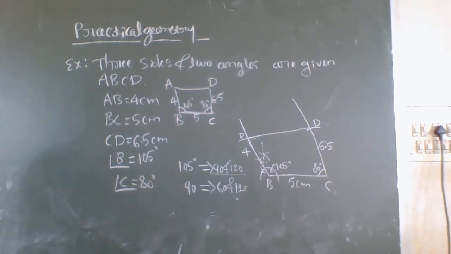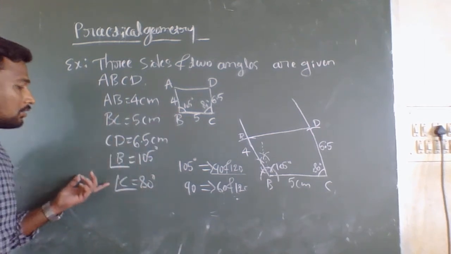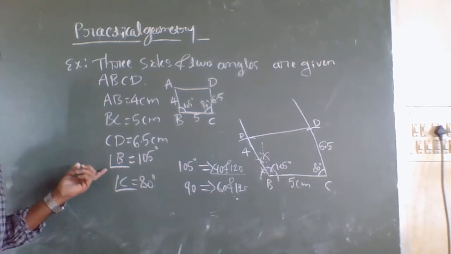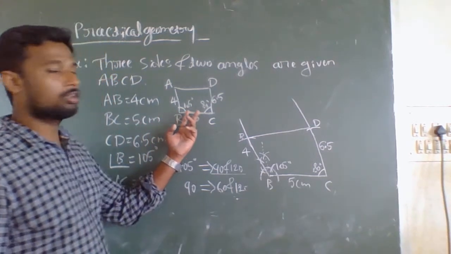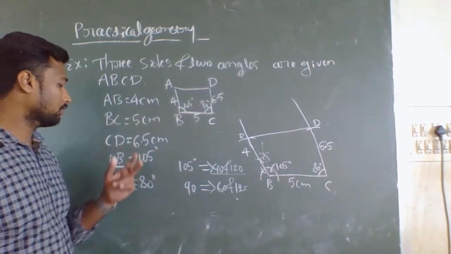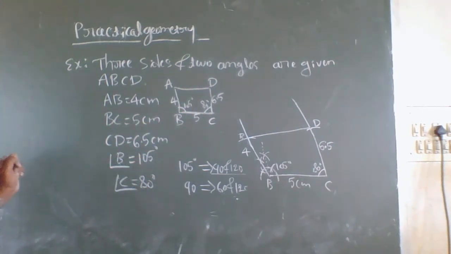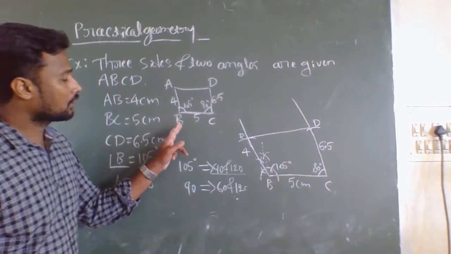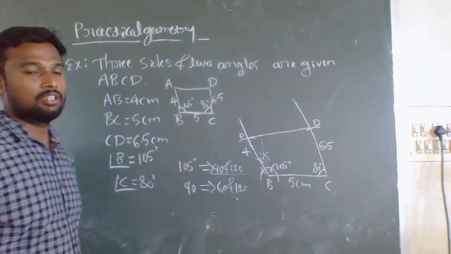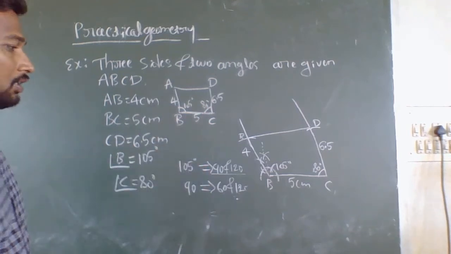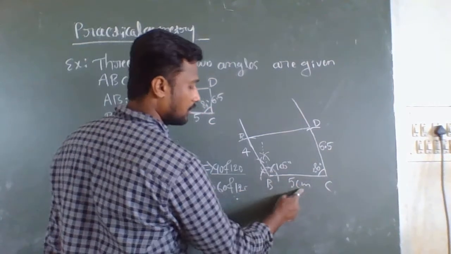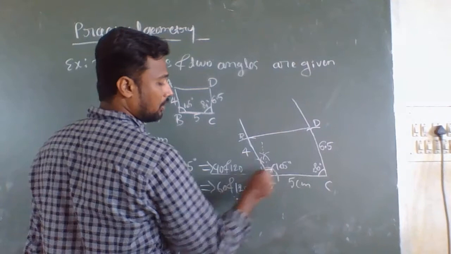See here again what I did. First I will draw one rough diagram. How? Here I will consider when two angles are given. So here I will consider these two angles on baseline only. Therefore angle B, angle C they have given. Therefore I will consider this BC as the baseline. Here angle B is 105 degree, angle C is 80 degree. So here BC 5 centimeters, angle B.